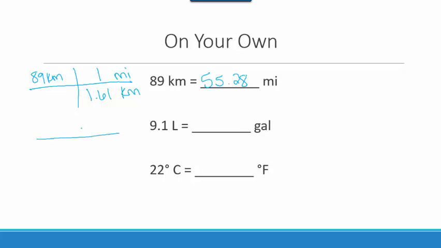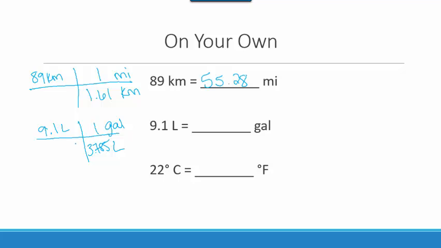This one's asking you to go from liters to gallons, so we're going to put 9.1 liters here. Again, I know liters is going to go at the bottom, gallons is going to go at the top. So my conversion is 3.785 liters is 1 gallon.